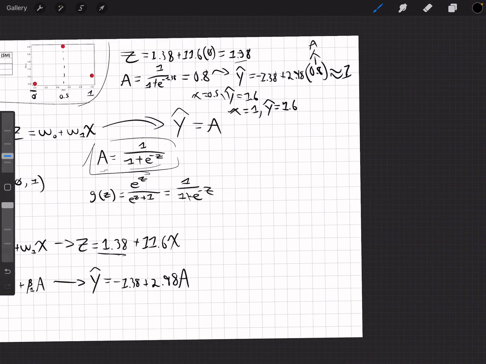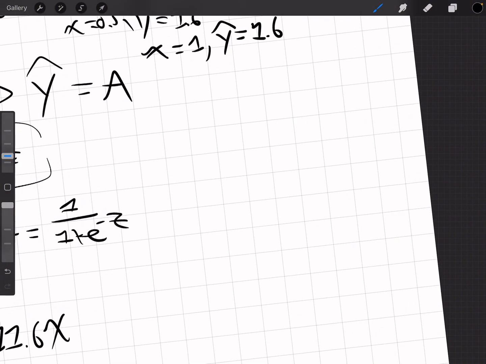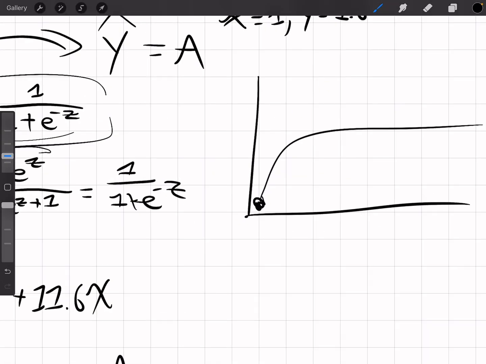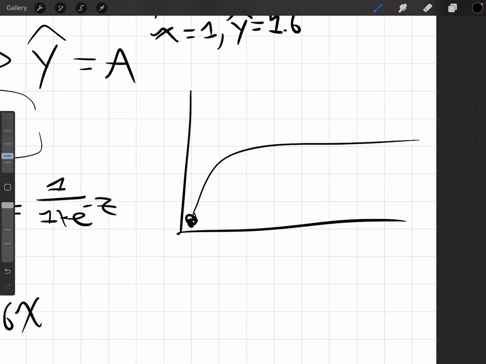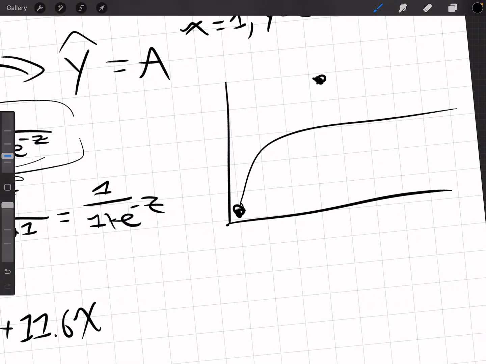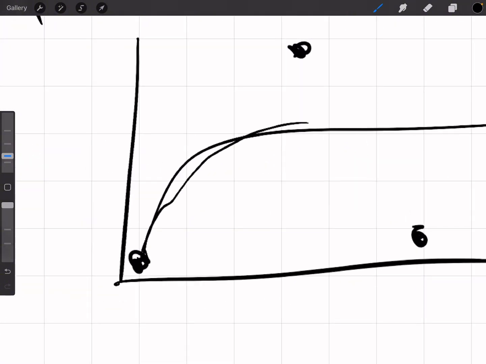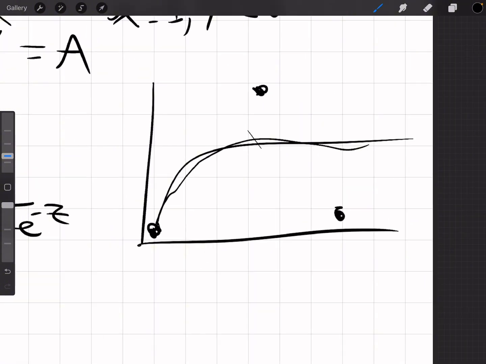So the new graph kind of goes up and then plateaus, right? The more you know. So it's not very good. It's only going through one point and it misses these two.